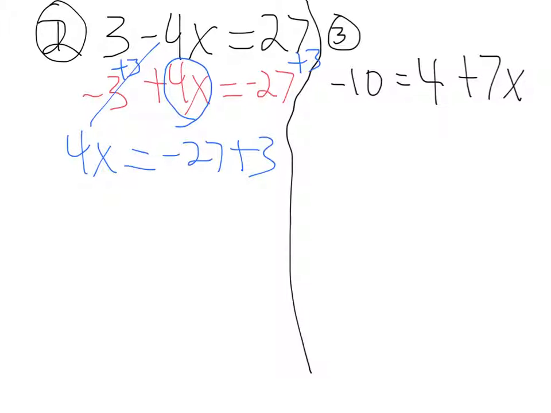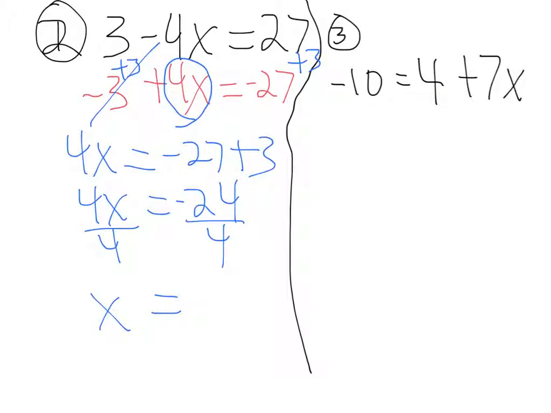If you need your calculator, that's okay, but negative 27 plus 3 is going to add up to negative 24, and that's 4 x's, or 4 groups of x. Divide by 4, and x equals, 4 goes into negative 24, negative 6 times. But you can use a calculator for that. That's fine. Okay, so again, let's review.